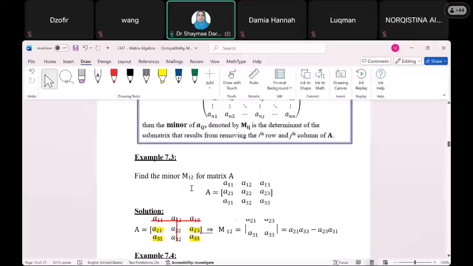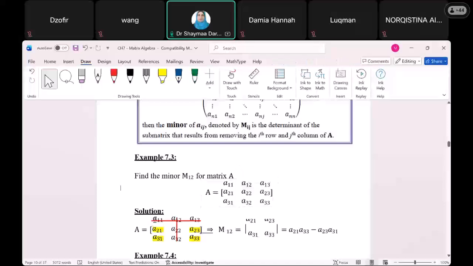This is a 3 times 3 matrix. I need to find the minor 1, 2. The minor 1, 2 means the minor related to the first row, second column. 1 is the row, 2 is the number of the column. So first row, second column, 1, 2. This element. I need to find the minor of this element.